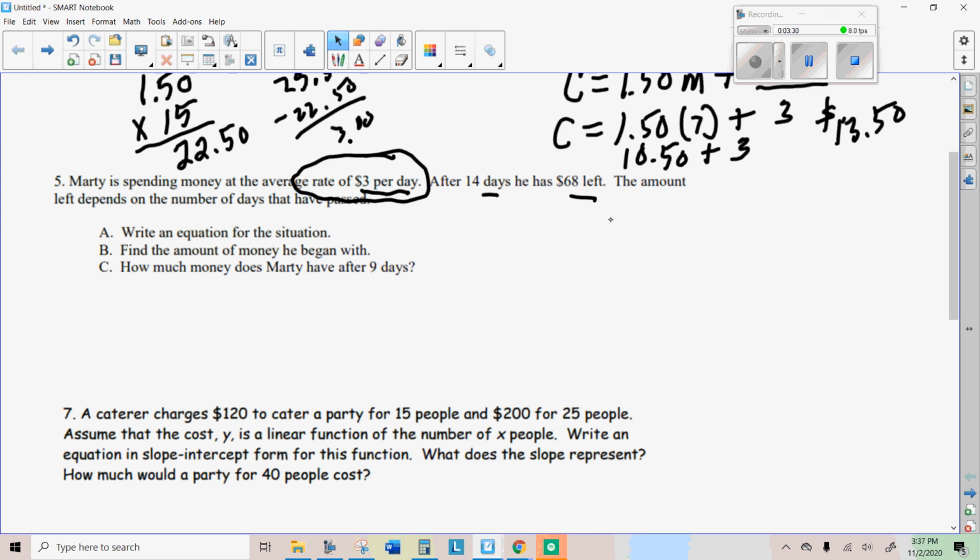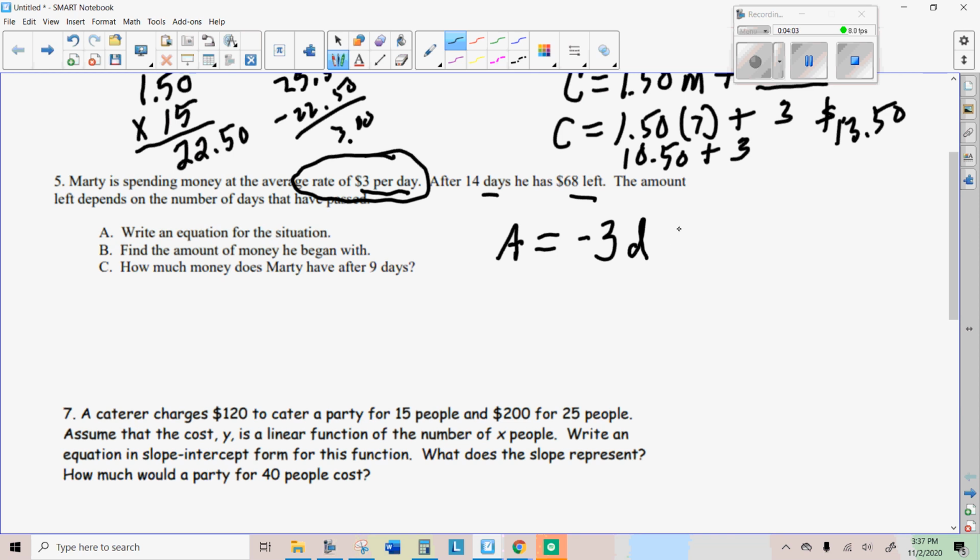Now, since that's taking off from the total, you have to think of that as a negative. So you can start: the amount that he has left, let's call that A, is going to equal -3 times the number of days he spends. We should probably use a D for that, or N for number of days, something like that. Let's use a D for days.